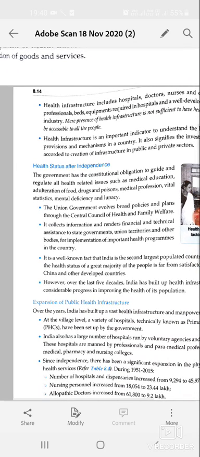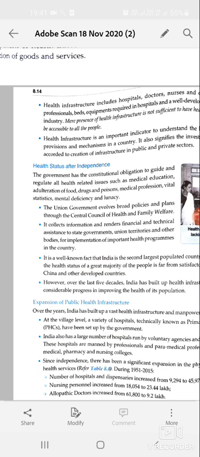Now, the union government or the central government evolves broad policies, and generally the health infrastructure is guided firstly by the central government through the Central Council of Health and Family Welfare Ministry. It collects information and renders financial and technical assistance to the state government. The union government gives guidance to the state governments, union territories, and other bodies for implementation of important health programs in the country.